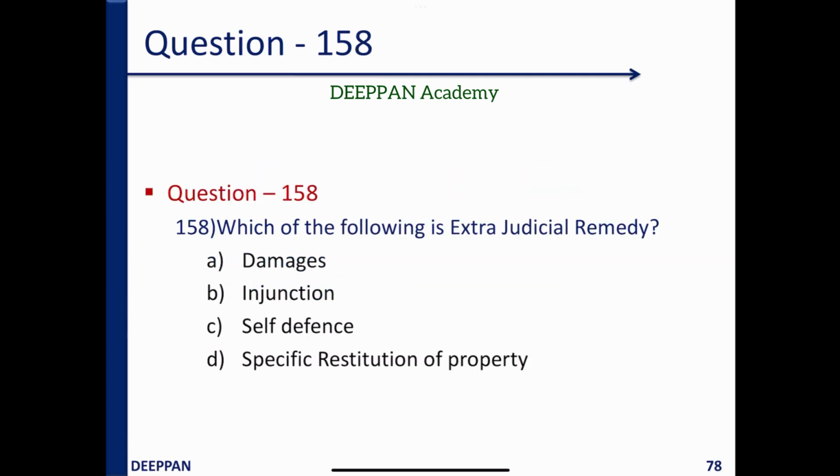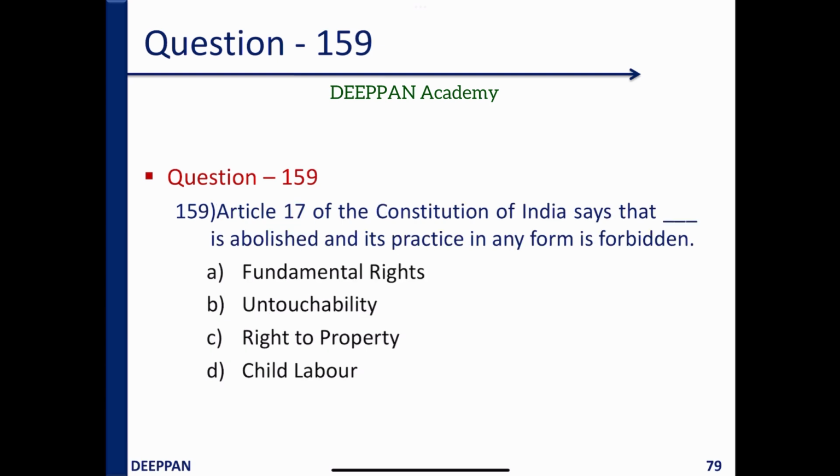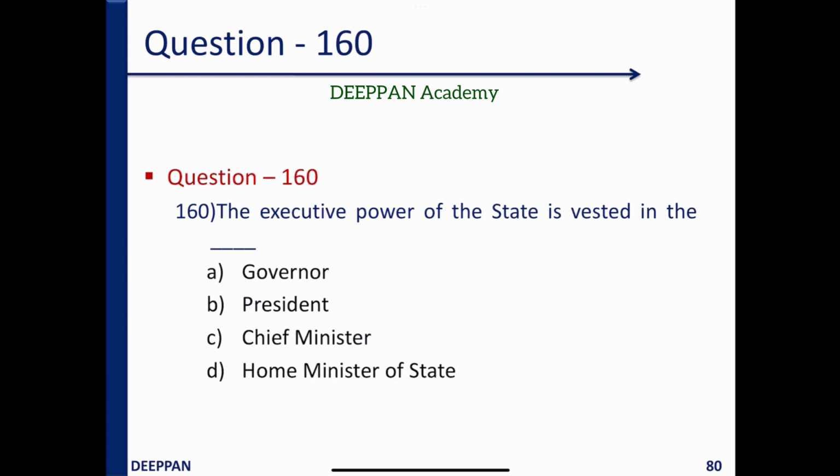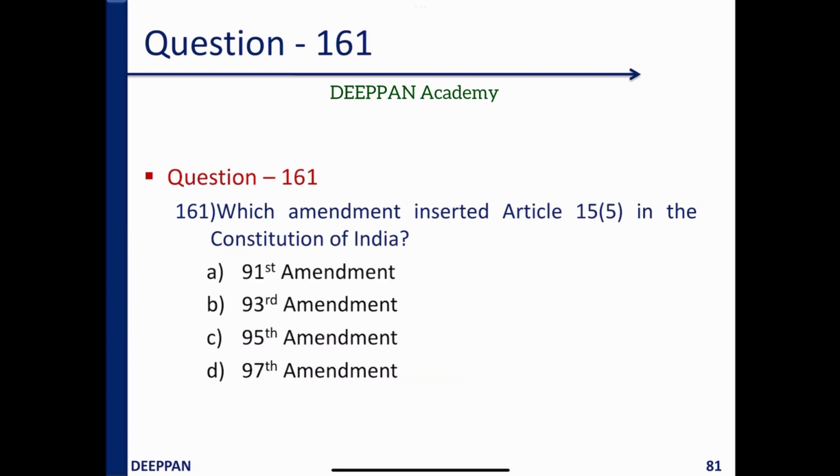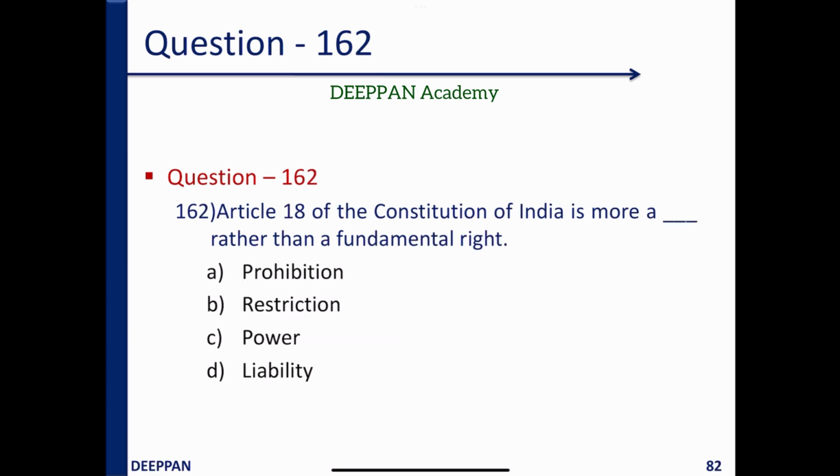Future. Which of the following is extrajudicial remedy? Self-defense. Article 17 of the Constitution of India says that dash is abolished and its practice in any form is forbidden. Untouchability. The executive power of the state is vested in the governor. Which amendment inserted Article 15(5) in the Constitution of India? 93rd Amendment.